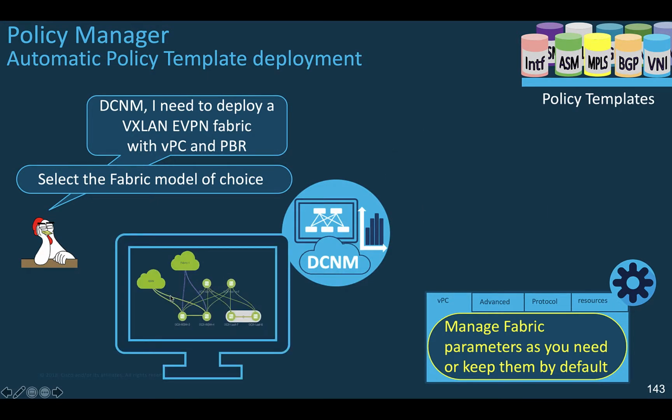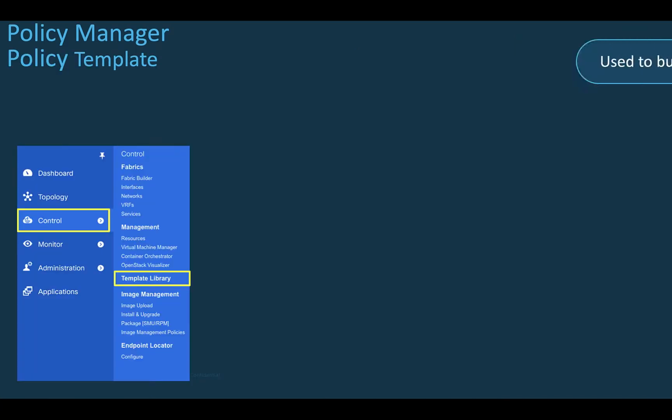When ready, you can save your intent and press deploy. DCNM will push all the NX-OS CLI-based configurations based on the fabric and policy templates to build the end-to-end infrastructure in a few clicks, and you will get your data center network ready in a few minutes. And the same applies for any further changes made on the fly.